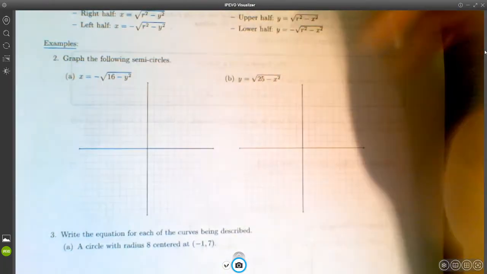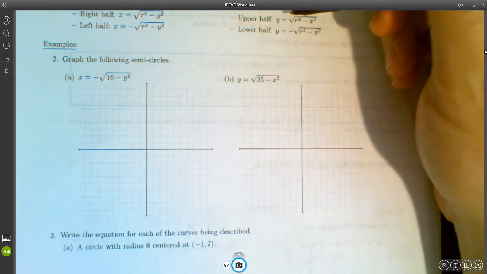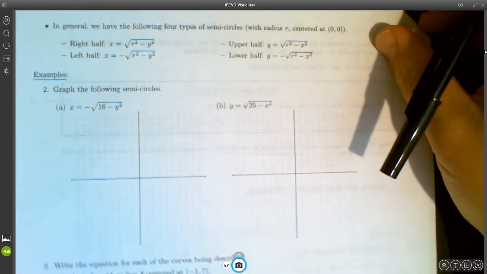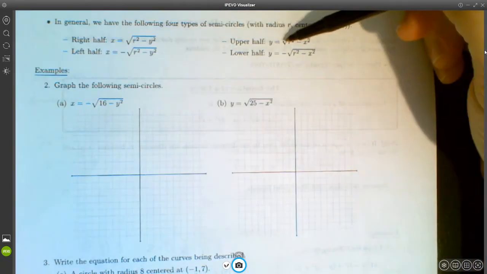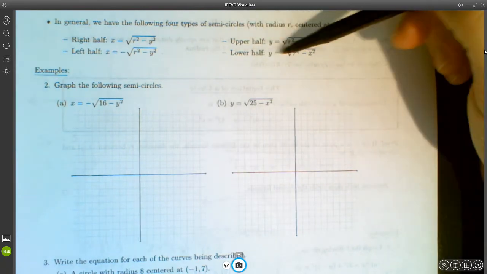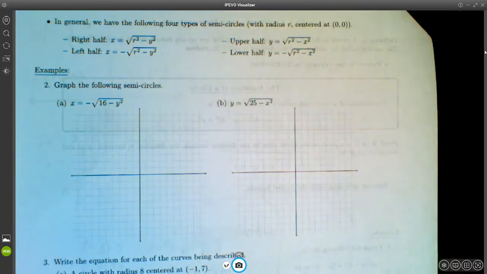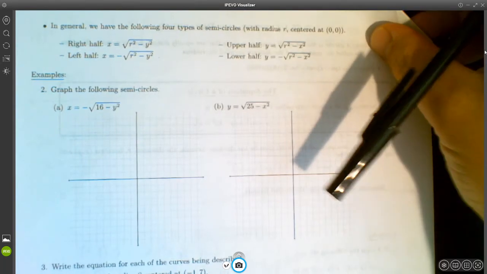And then the upper and lower halves would be what happens when you solve for y, right? So if you solve for y instead of solving for x, and you take the positive square root, then you get the upper half. If you take the negative square root, then you get the lower half. So let's practice graphing some semicircles.